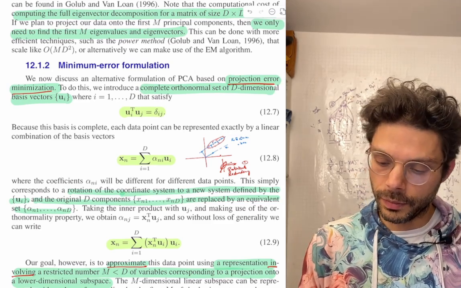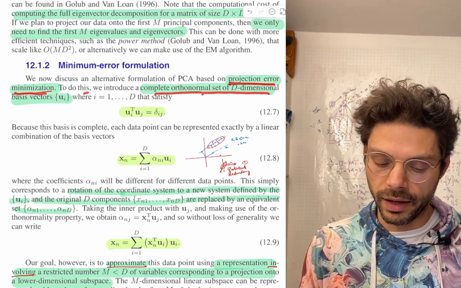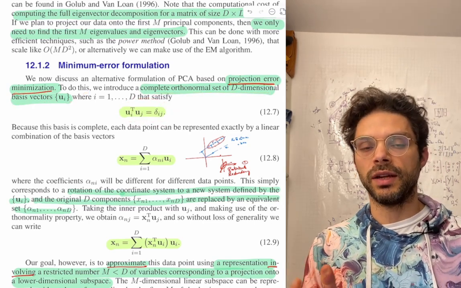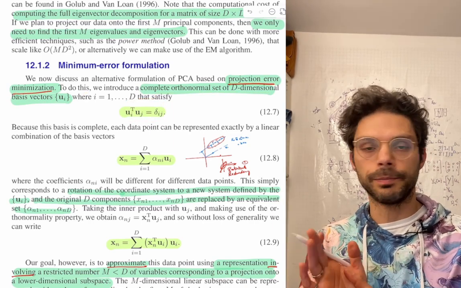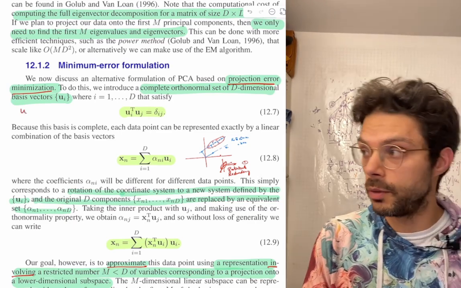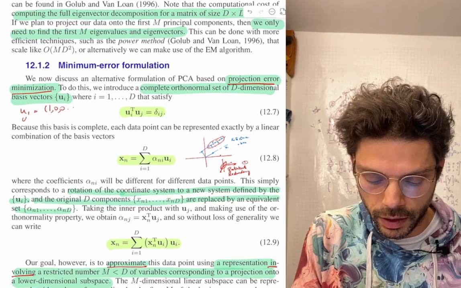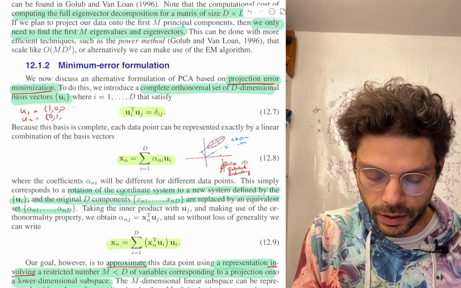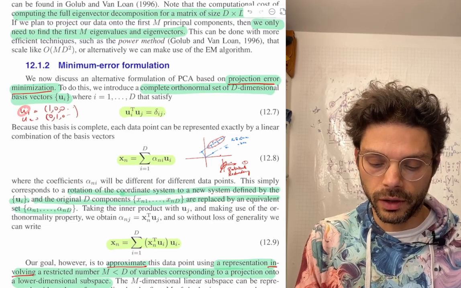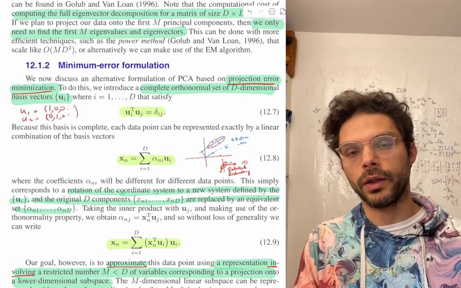So projection error minimization. To do this, we introduce a complete orthonormal set of d-dimensional basis vectors that satisfy this. All this is saying is you're just defining a coordinate axis, just like the normal coordinate system. The normal coordinate system, the one you're most familiar with, looks like this. U1 is going to be 1, 0, 0, whatever. U2 is going to be 0, 1, 0, and so on. And you'll notice that U1 projected on itself is going to be 1, and U1 projected onto U2 is going to be 0, and so on for all the other coordinates, right?